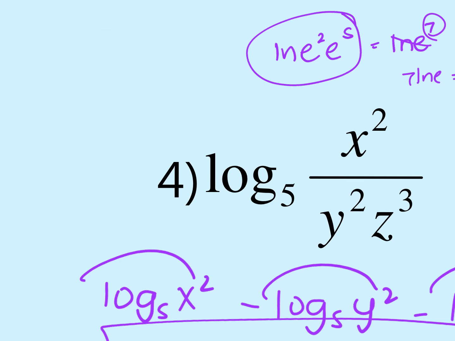It's whatever it is from the beginning. So if this was in the top, now only the y squared would be negative. Because it's whatever is in the bottom. So whatever's in the bottom gets the negative. Whatever's in the top gets the positive.